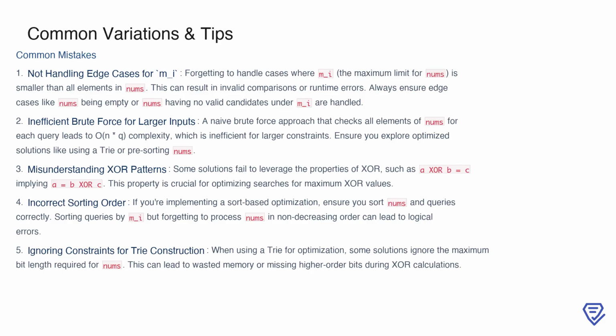Another common issue is misunderstanding XOR patterns. Remember that the property A XOR B equals C implies A equals B XOR C, a key insight for maximizing XOR values efficiently. Sorting also plays a vital role, but errors can occur if you sort queries by m_i but forget to process nums in ascending order. Finally, when using a tree, ignoring the maximum bit length needed can lead to either wasted memory or missing critical bits during calculations, so always ensure your tree handles the highest bit length in nums appropriately.